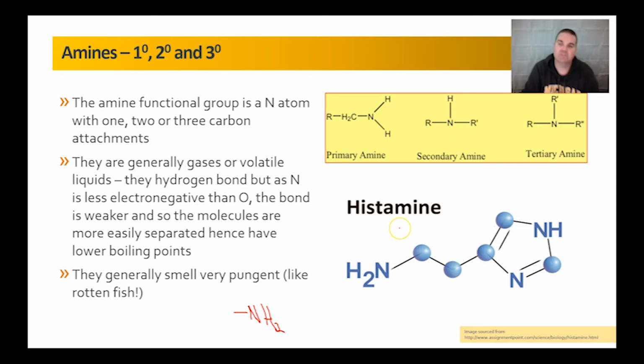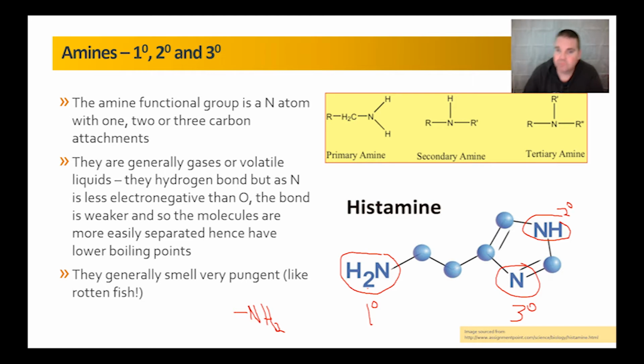So histamine here is really good. You may know people that take antihistamines, for example, if you're stung by a bee or anything like that, so they're in your body. So you want to stop your histamine buildup when you get stung. And histamine actually has all 3 types. So here on the end we have a primary amine. Here as part of the ring we have a secondary amine, and this here is a tertiary amine. So you can see all 3 of those, and you can see the difference in the number of hydrogens in there.